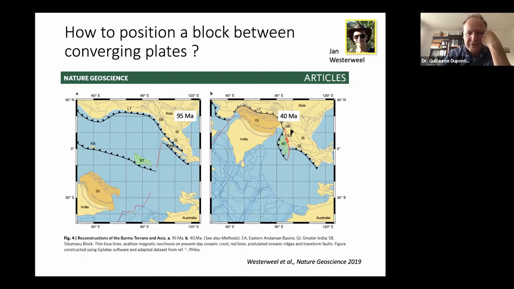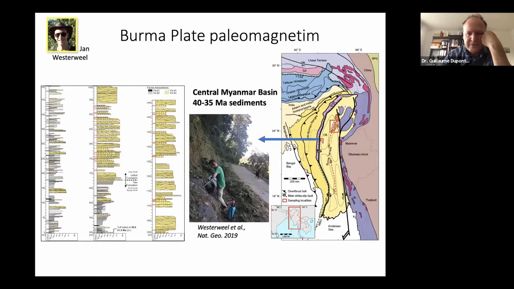So how did we position that? So this is Jan here in the field, drilling, so collecting samples.